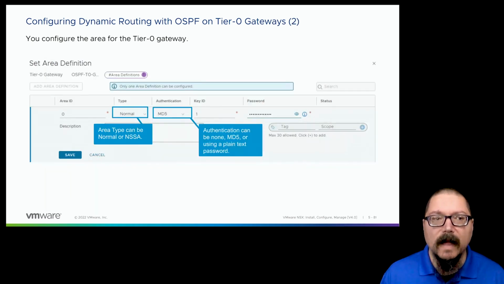And we do that by first setting an area definition, right? So we need to define the OSPF area in which we want to participate. And that's what we're doing here when we're setting our area definition. This is going to be either a normal area or an NSSA, or not so stubby area. And we'll have some kind of authentication to go with that, whether it's a pre-shared key or an MD5 sum. But we'll have some kind of authentication. We'll go ahead and save this.